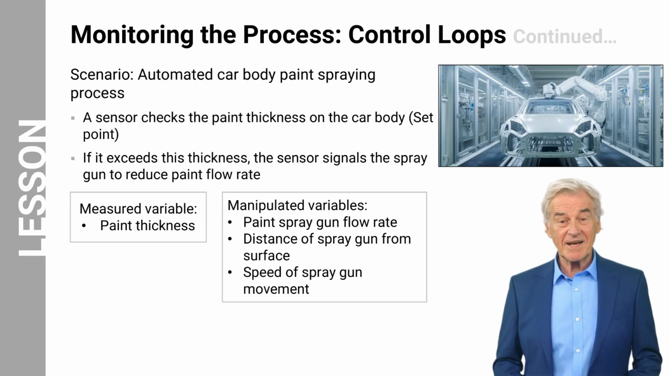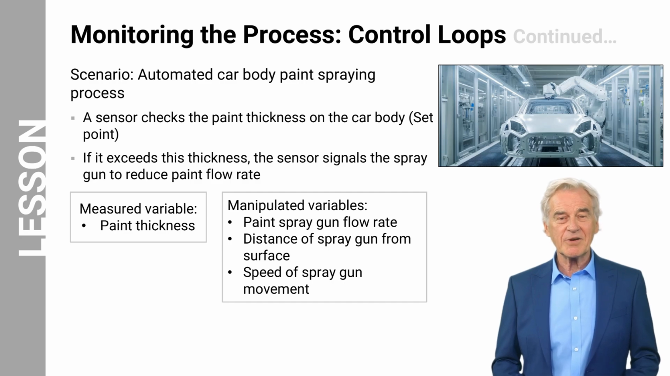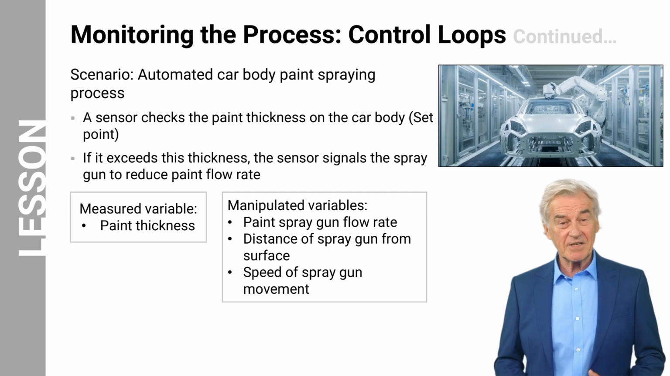The paint thickness on the car body surface acts as the measured variable in the system, while the paint spray gun settings serve as the manipulated variables, including its flow rate, distance from the surface, and movement speed. These manipulated variables can be adjusted to maintain the desired paint thickness. This closed-loop control system operates continuously throughout the painting process, ensuring consistent paint application and quality across the entire vehicle's surface, much like how a water level control system maintains optimal water levels in a tank.